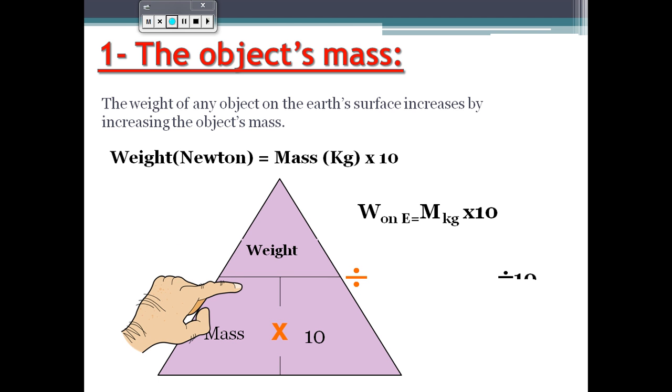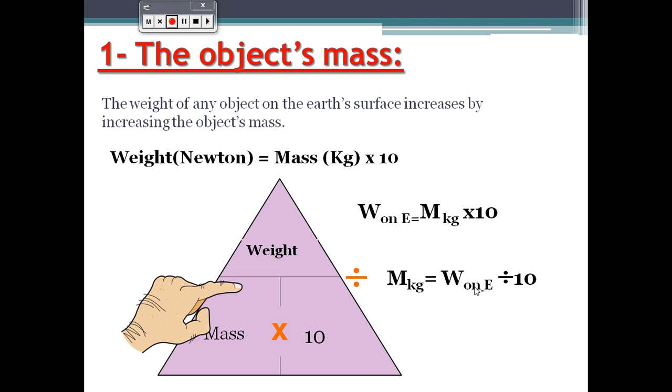Remember that mass is in kilogram. So weight equals mass by 10. But if we need to get the mass, we hide the mass, and the mass will be weight over 10. Mass equals weight over 10. So weight equals mass by 10, and mass equals weight over 10.